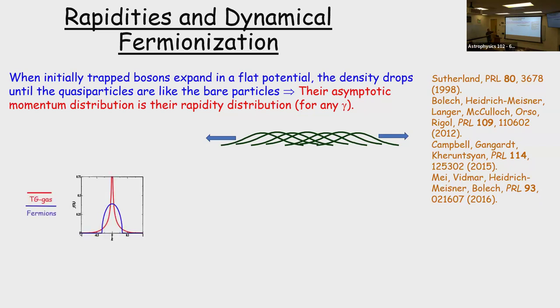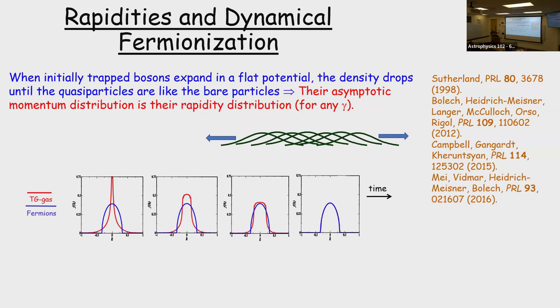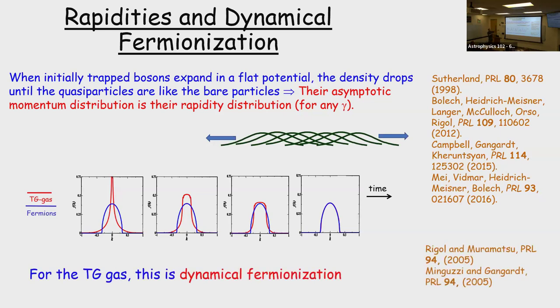So it's, for instance, in the Tonks gas where you can calculate this, you start off with a momentum distribution which is peaked. You let the thing expand in 1D, and that momentum distribution then transforms into the momentum distribution of the fermions. So for a Tonks gas, this process is called dynamical fermionization. But for any gas, whatever the coupling strength is, it is a way to measure the rapidity distribution. So rapidity distribution, which for some time you would have thought was just a bookkeeping trick to keep track of certain quantities, is something you can actually specifically measure if you do this procedure.